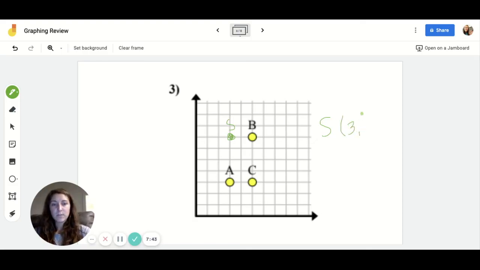As long as you guys remember to constantly go over and then up when finding ordered pairs on a coordinate plane, you guys should be good to go. But as always, if you have any questions, please just make sure to ask your math teacher.